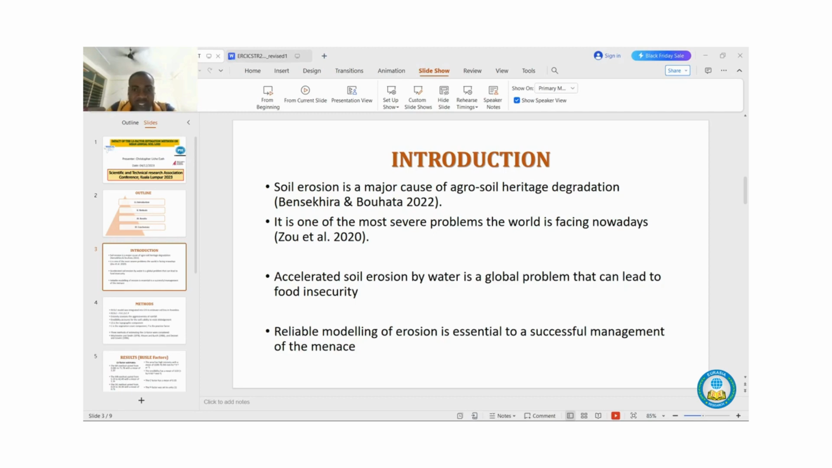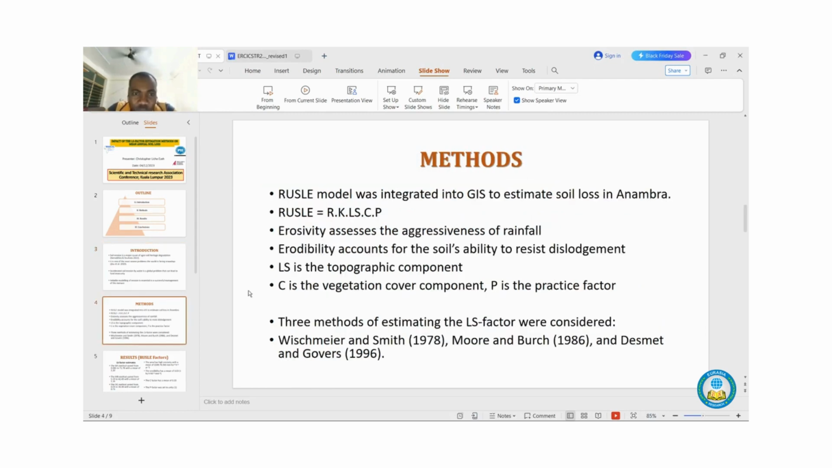It is one of the most severe problems the world is facing nowadays, according to Ezeh et al. 2020. Accelerated soil erosion by water is a global problem that can lead to food insecurity, and therefore, reliable modeling of erosion is essential to a successful management of the menace.